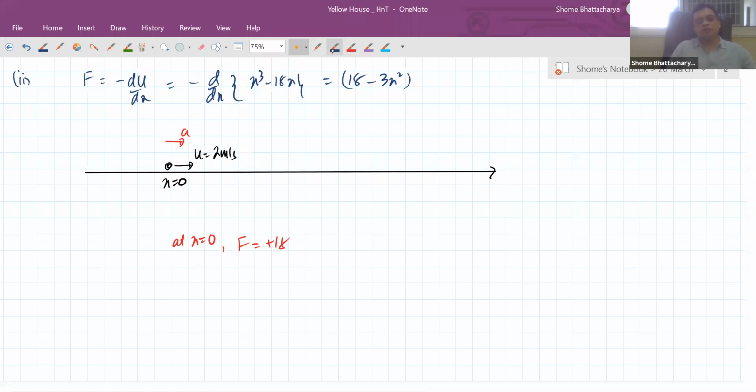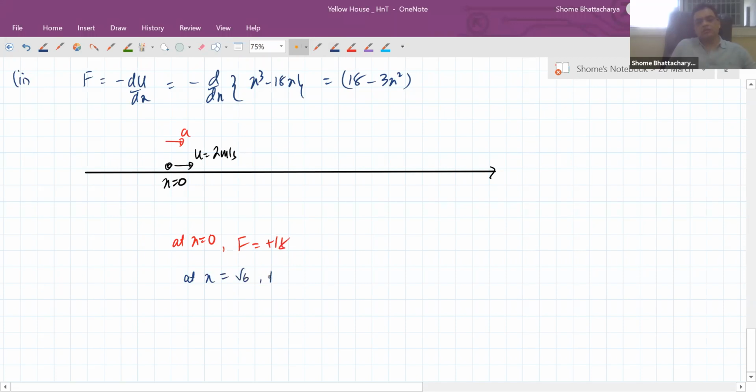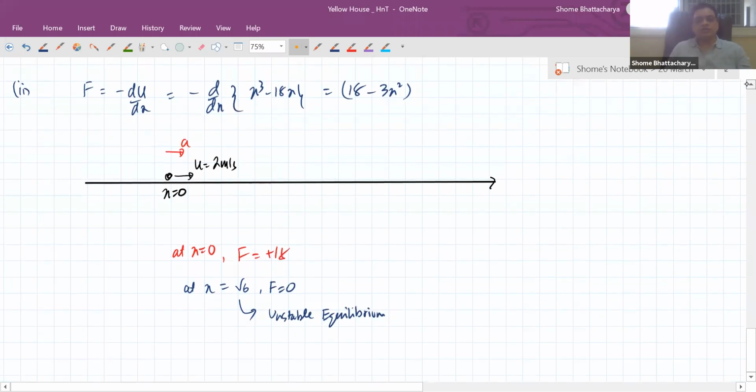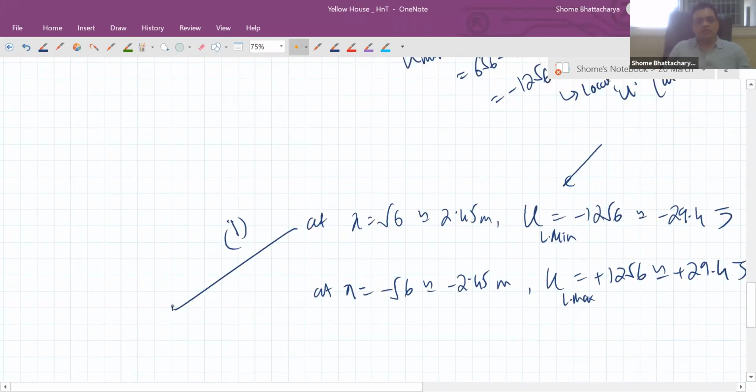Okay. But what you can also see is that at x equal to root 6, the force will become 0. Because this is a stable equilibrium position. So that is one thing we have to just add to the answer of the previous question, that we have to understand that the position of local minima is the stable equilibrium. So x equal to root 6 is the stable equilibrium point.